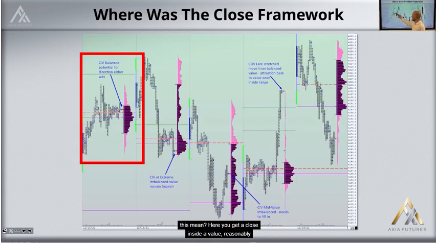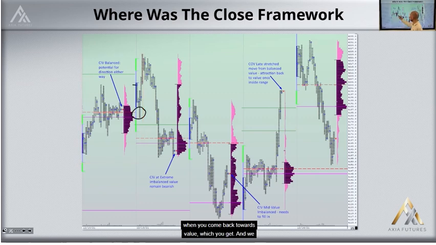Here you get a close inside of value, reasonably balanced value. So this suggests we can go either way. The open higher, good news. This suggests that we've at least now got a directional bias and you're interested in responsive trade when you come back towards value, which you get, and we move higher. Only for then more news to create a kind of double distribution type movement down. Now, this time, close inside value again, but at the extreme.